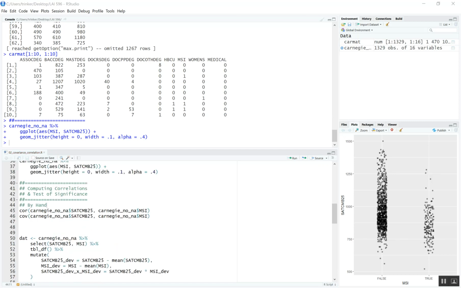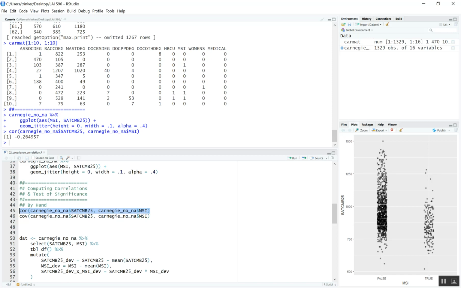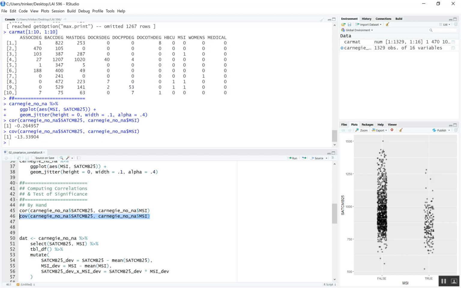Okay, now we need to compute a test or a statistic, and we're going to start by computing a correlation, right? And I'm going to first look at correlation between those two variables. That is the SAT and the MSI variables. And we'll see that it has a correlation of negative 0.26. So we can see that the MSI variable tends to have a negative relationship, which we saw in the graph, with the SAT scores, right? And the covariance of that is negative 13. It's a little more difficult to understand covariance other than the direction of the effect, but it's necessary to compute correlation, right? So I think correlation is actually not too bad to understand.